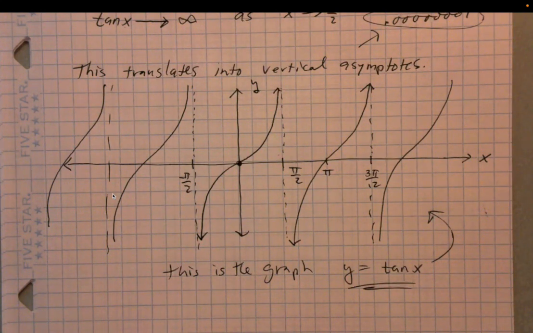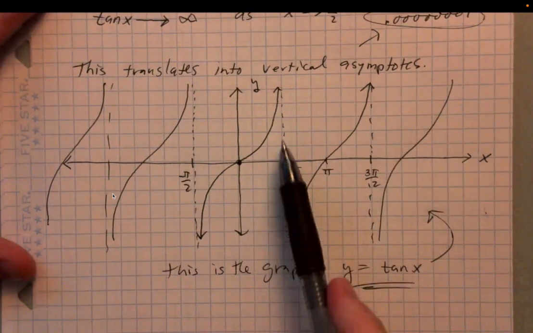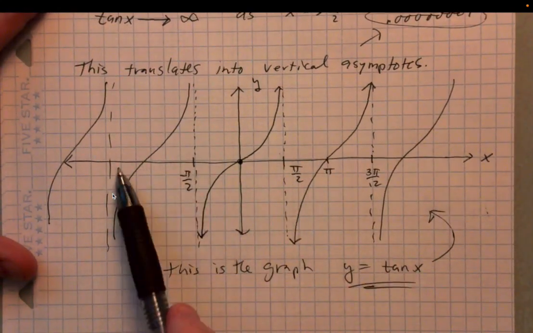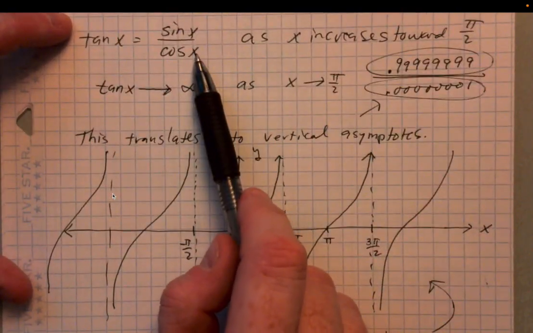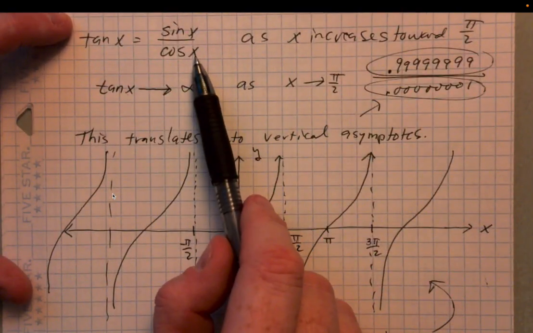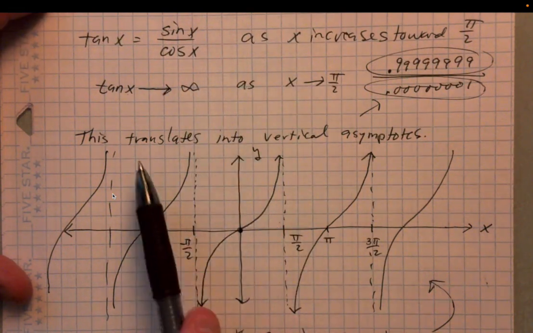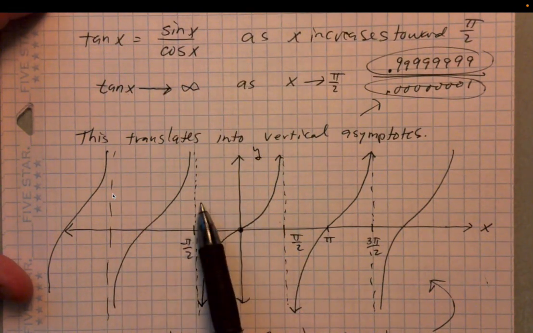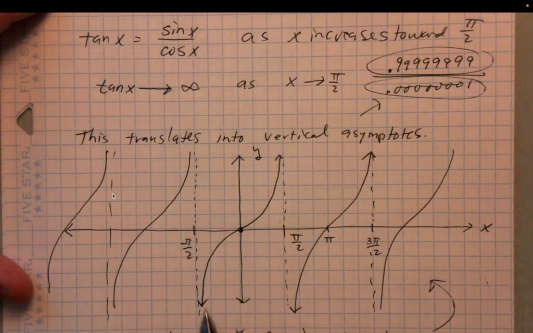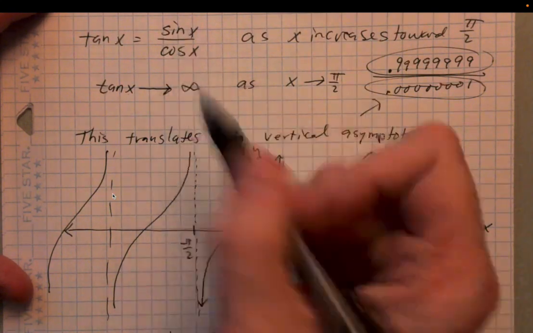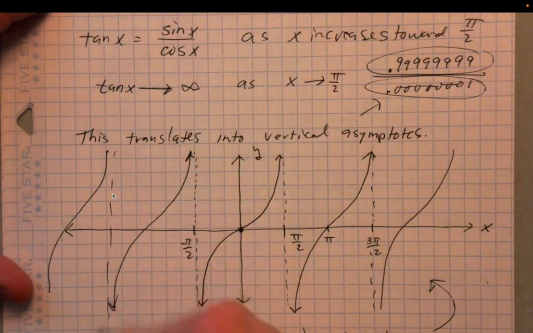But this is what it looks like, and it should be intuitive. So we know that at all of these vertical asymptotes, that's where the cosine is equal to 0, and the sine is equal to 1. So 1 divided by 0, that's why you have undefined here. But if you go just off of these axes, you're either going to have an extremely large positive number or extremely small negative number, and so that's where you get this kind of asymptotic behavior.